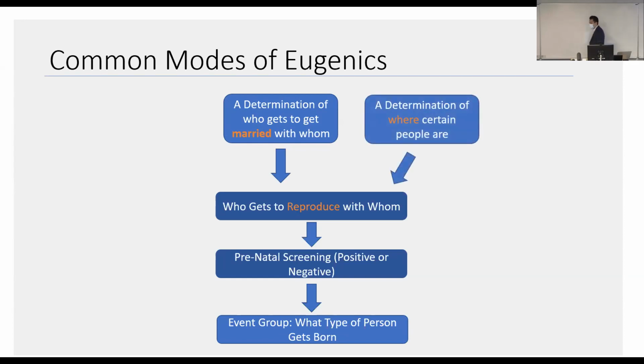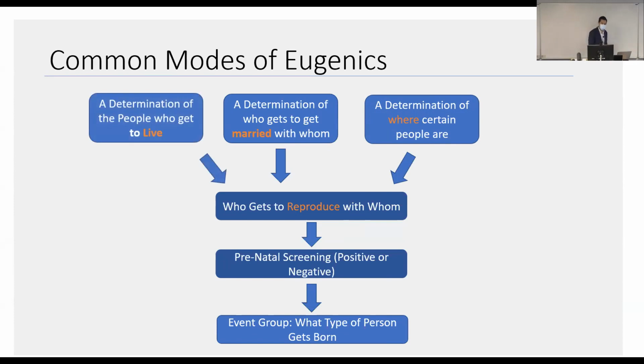One way of also determining who gets to reproduce with whom is determining physically where people are. If you lock them up in a cell, they're not going to be able to reproduce with lots of people. Only the people in the cell, and if they're locked alone, then they've got no one to reproduce with at all. Of course, the determination of the people who get to live is also one way of determining who gets to reproduce with whom.